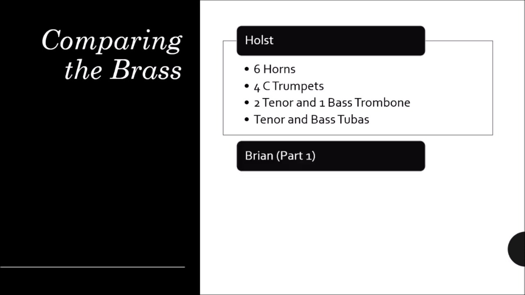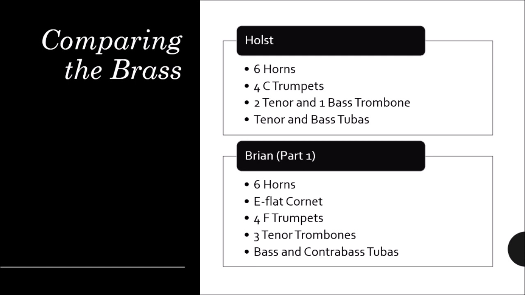Brian, and again, only part 1 here, uses 6 horns, and here's one slight change. He uses an E-flat cornet. E-flat cornet would have been the highest available brass instrument at the time. Piccolo trumpet was not available, but E-flat cornet was commonly used in all the brass bands. Brian is still calling for F trumpets, though by this time the British orchestras had pretty much all switched to B flat or C trumpets.